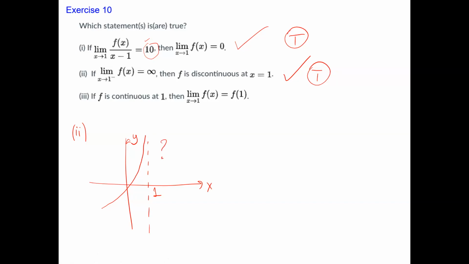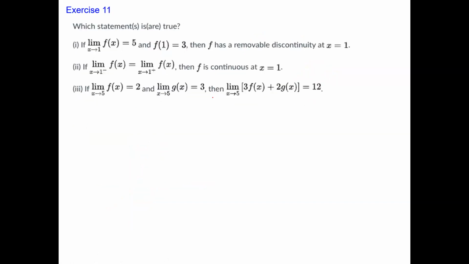We do have a discontinuity. Okay, and the third statement: if f is continuous at 1, then the limit is the same as the value. Of course, continuity means that the limit is the same as the value. True, true, true.